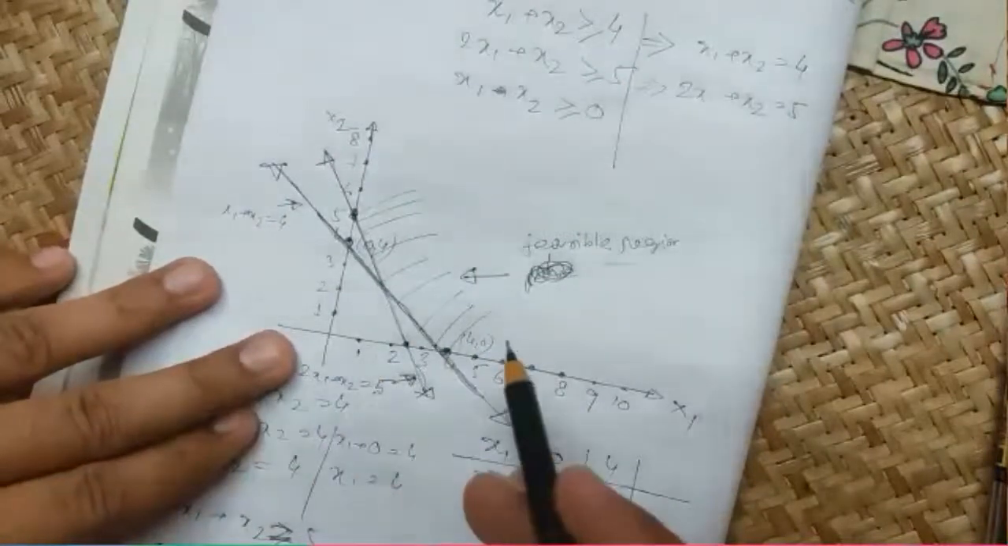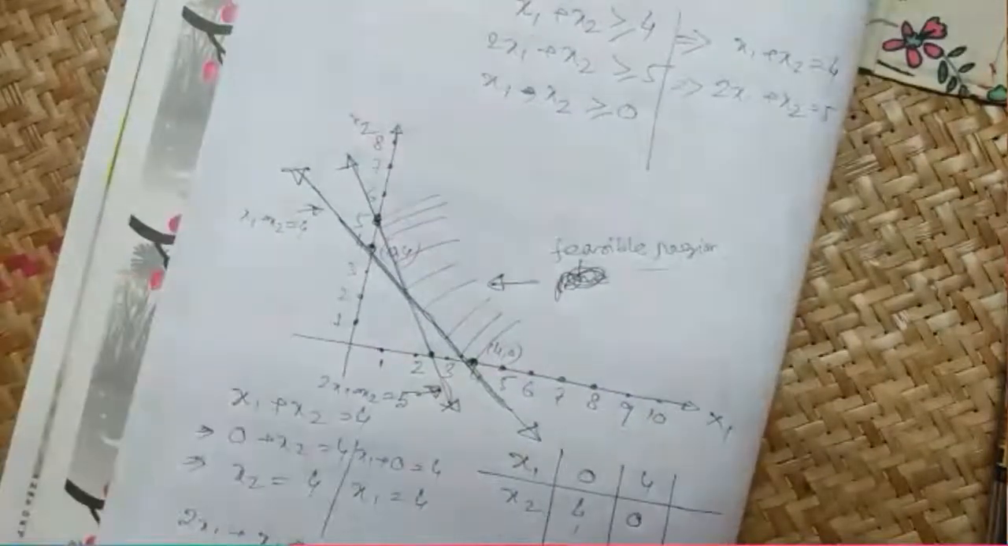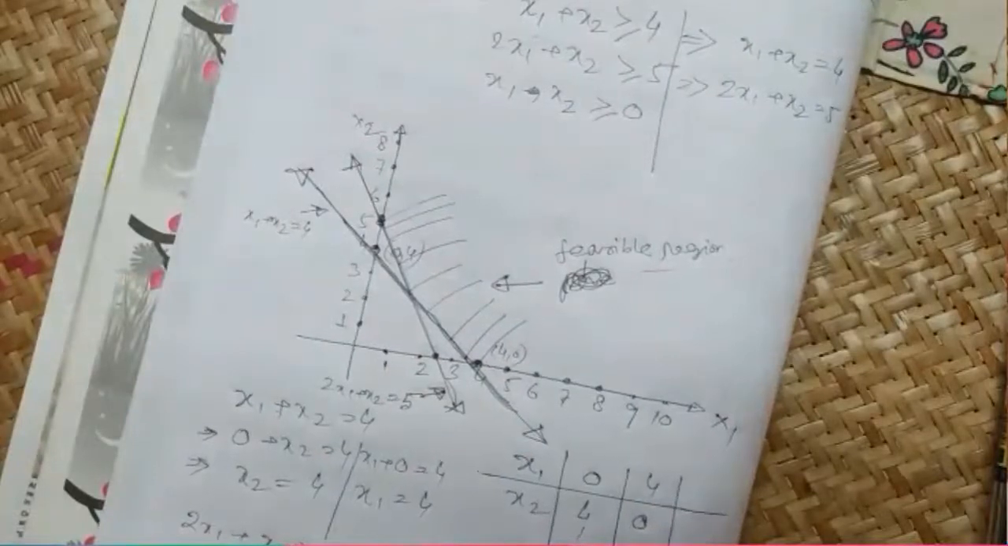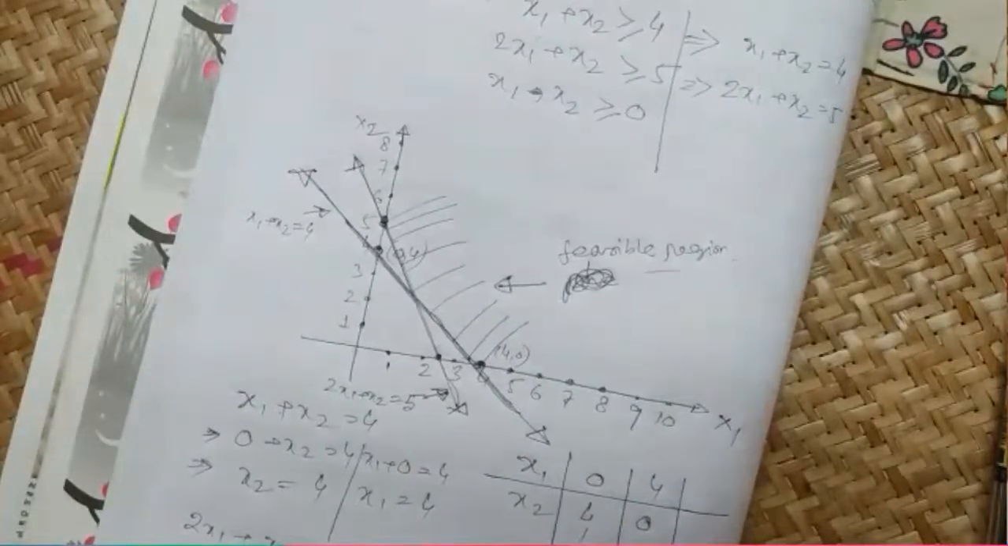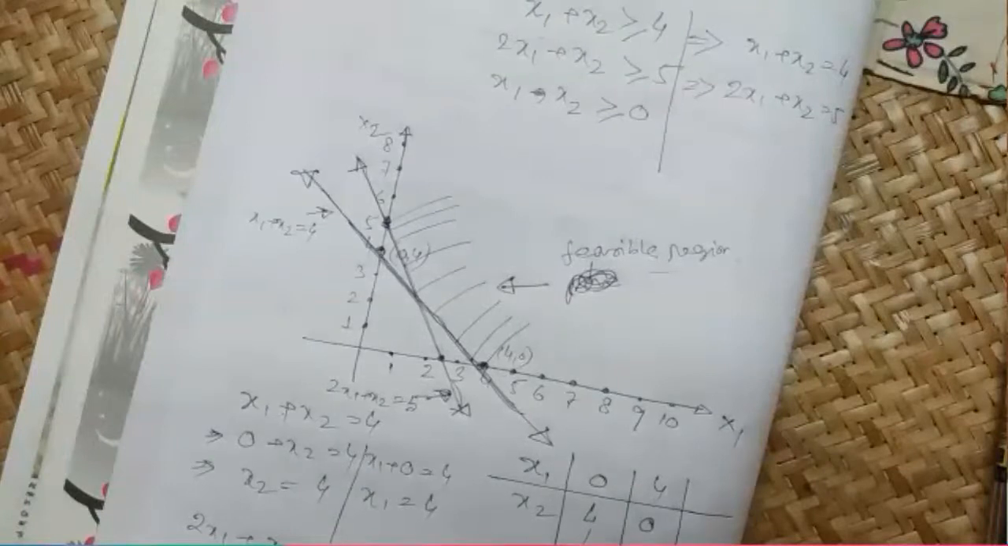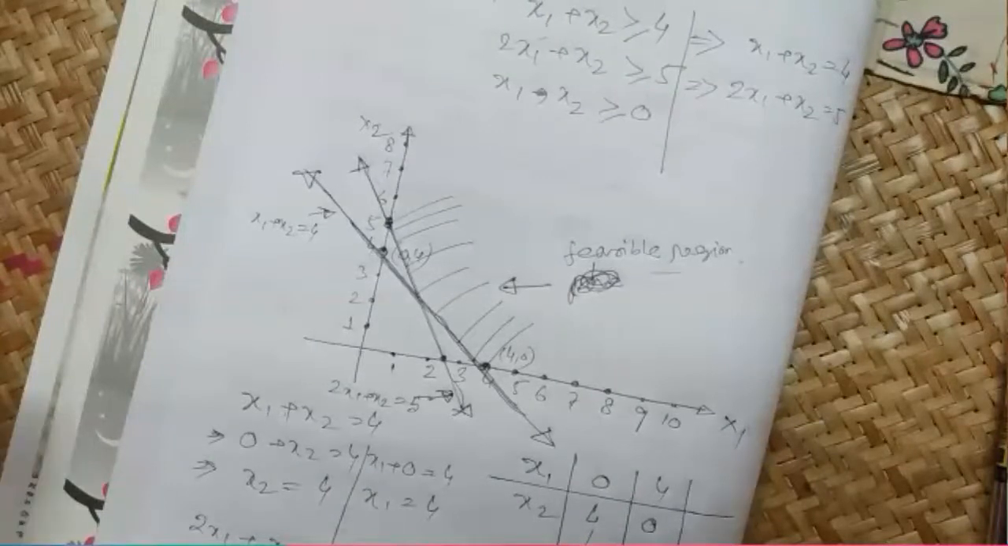Now we have to find the point where this z is minimum and which satisfies these conditions. That point should be on the feasible region. So we need to find a point where the value of z is minimum and the point should lie on the feasible region.